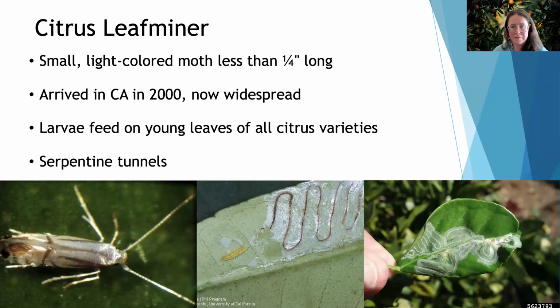You can most easily identify this pest by the serpentine or S-shaped tunnels in the leaves, as you can see in these two photos on the right. Also, the leaves can become stunted and twisted from the damage caused by the feeding larvae, which can also be a sign of infestation.